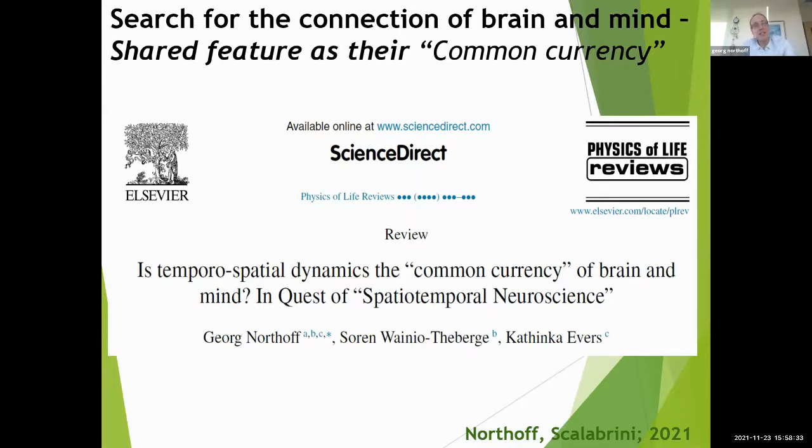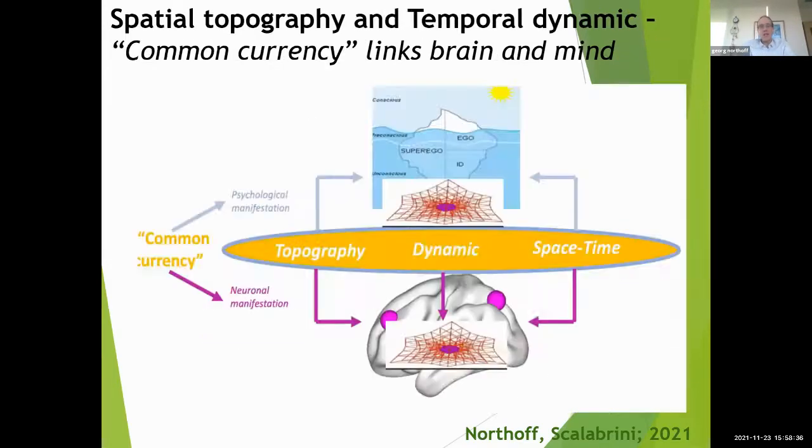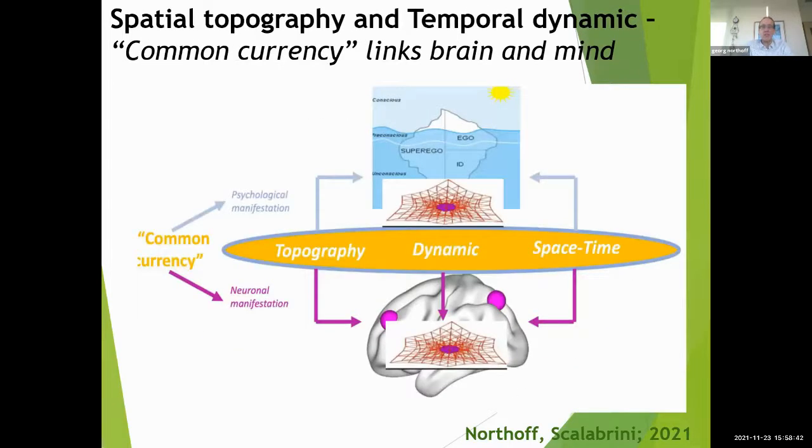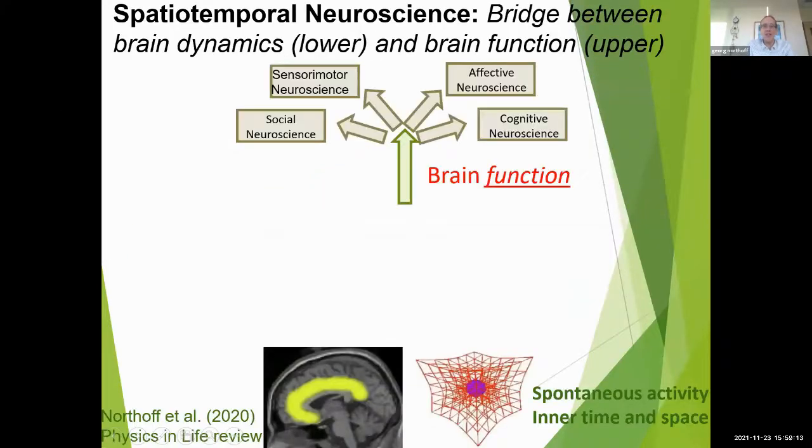So this is what leads us to say maybe we really need what we call spatial temporal neuroscience and dynamics of common currency. Here you see that we say topography is manifest in both neuronal and mental level. If your topography in the brain is abnormal, your perception and experience will also show an abnormal mental topography. Same on the side of the dynamic. If your brain is too slow, your sense of self and your sense of inner time will also be too slow. So this is what we speak of as a common currency, which provides a linkage.